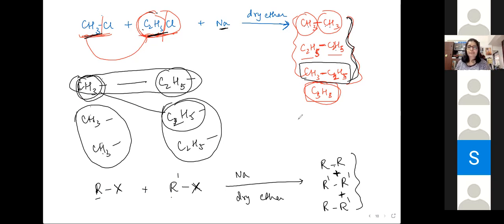Okay? Ma'am, just a small doubt. So CH3 and C2H5, now when they combine, we get C3H8. So that is itself the product, or that too gets doubled? No, that itself is the product. This is a product you're getting from these two reactants, no? Okay. Yeah.